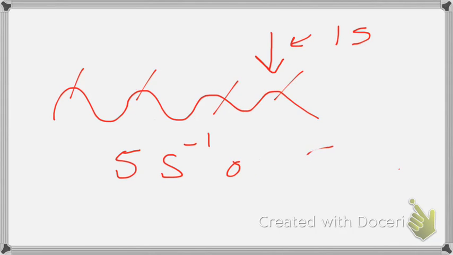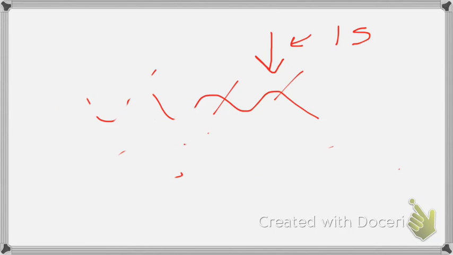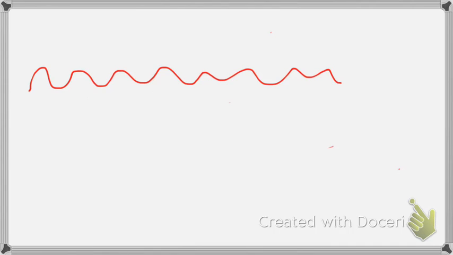Let's do another example here. Let's say we have another wave. All right? And we're going to count how many crests pass that point in 1 second. And let's just say we have 1, 2, 3, 4, 5, 6, 7, 8. So we have 8 crests that pass this given point in 1 second.